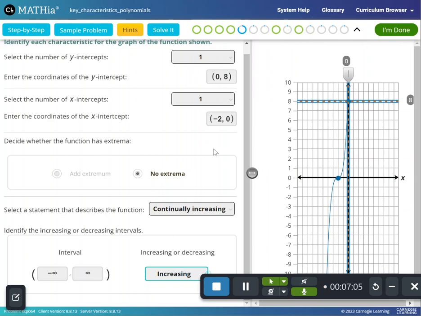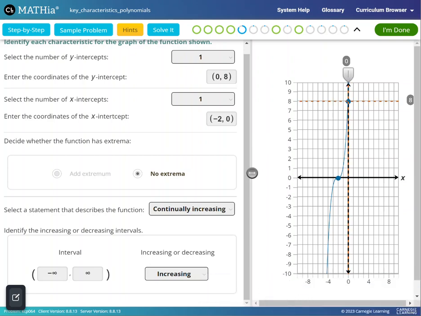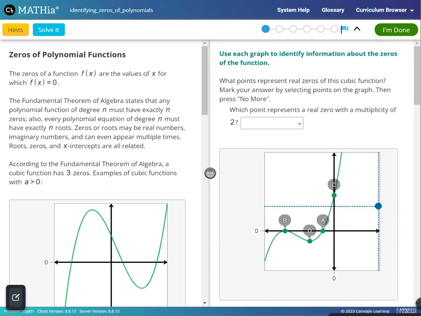All right, let's go ahead and take a look at the other Mathia workspace for today. Okay, so here we have zeros of polynomial functions. And this is a concept builder, but just remember that a zero of a polynomial function is graphically an x-intercept if it's a real number.